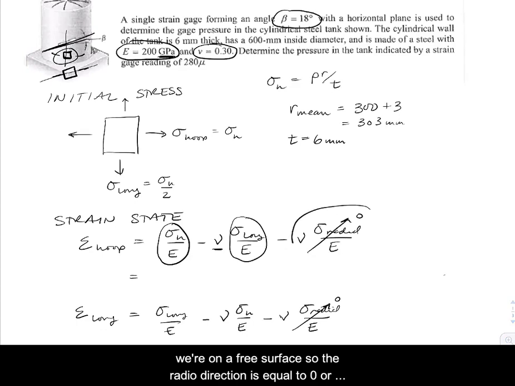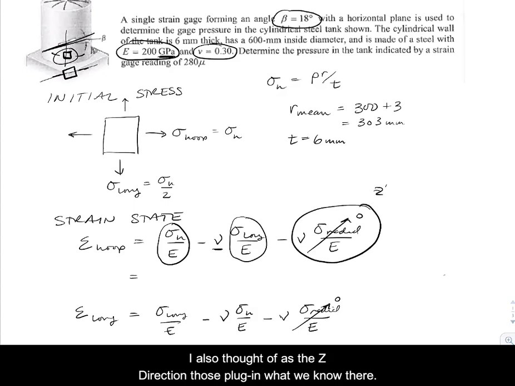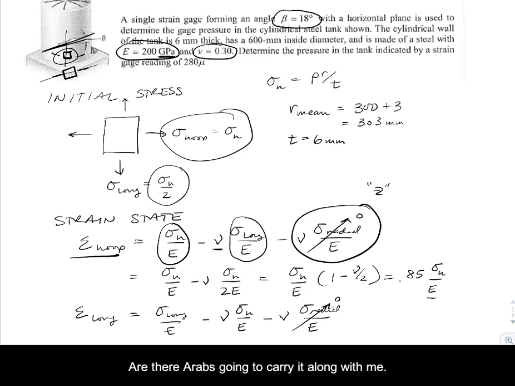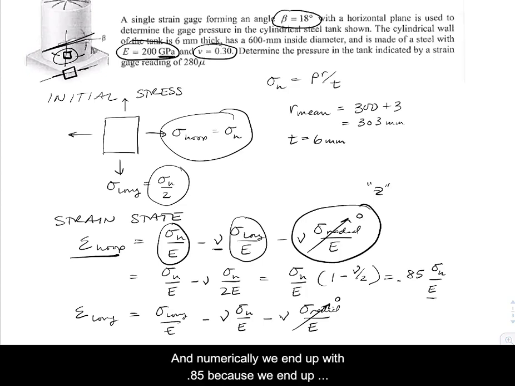We're on a free surface, so the radial direction is equal to 0, also thought of as the Z direction. So just plug in what we know there, and we now have an answer for the hoop strain. I'm going to use sigma H as shorthand for the hoop direction. There's E; I'm just going to carry it along with me, and numerically we end up with 0.85, because we end up with 1 minus Poisson's ratio divided by 2.